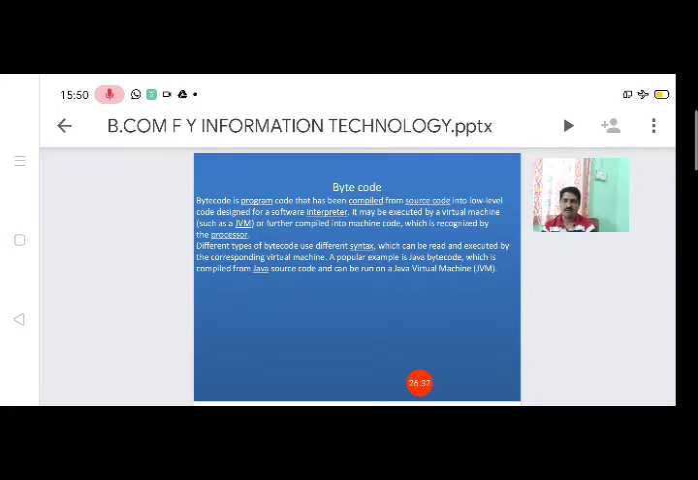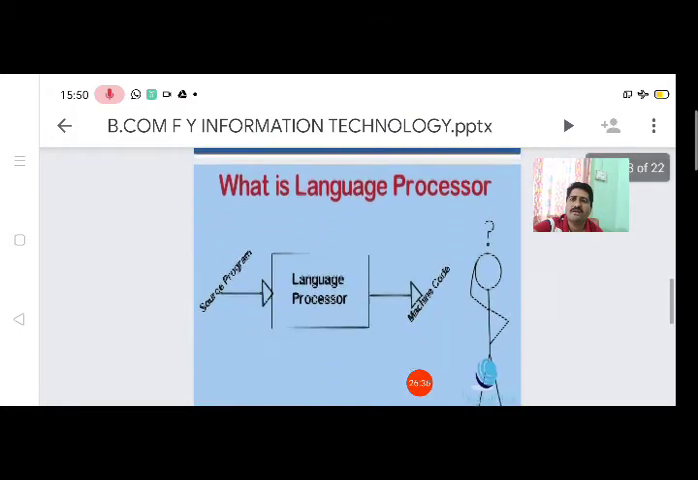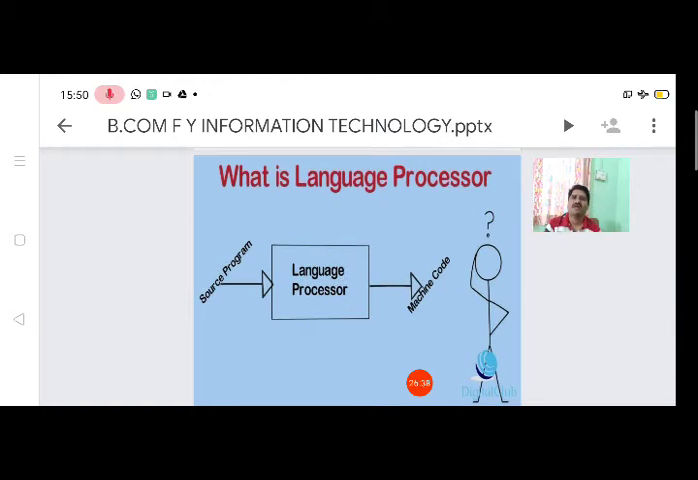That is called bytecode. Then the next point, what is a language processor?